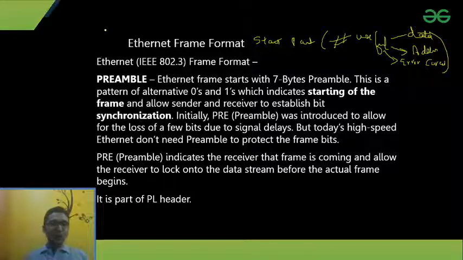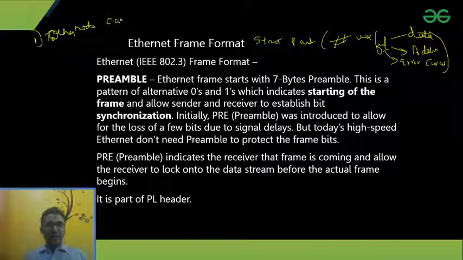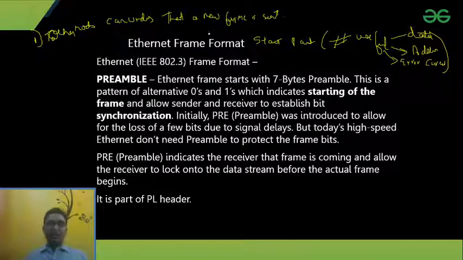It is used mainly for two reasons. The first reason is to let the other nodes in the network understand that a new frame is sent. So this is one major reason why the preamble and SFD are used. What SFD is and why it is used, we will talk about, along with the differences between them. So the main use of the preamble is to make other nodes in the network understand that it is the starting of a new frame, right?